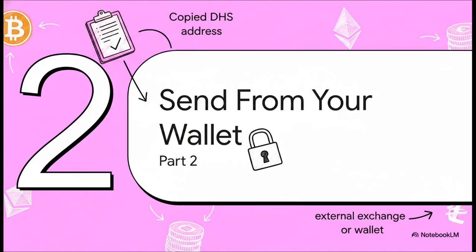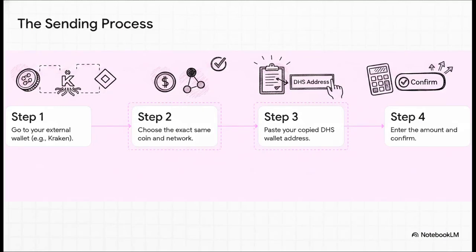Okay, you got that DHS address copied? Perfect. It's time for part 2. Now you're going to go over to your other exchange or wallet, wherever your crypto is right now, and you're going to actually start the transfer. Now, this process is going to look pretty much the same no matter where you're sending from. Kraken, Binance, a private wallet, you name it. Just look for a button that says withdraw or send.